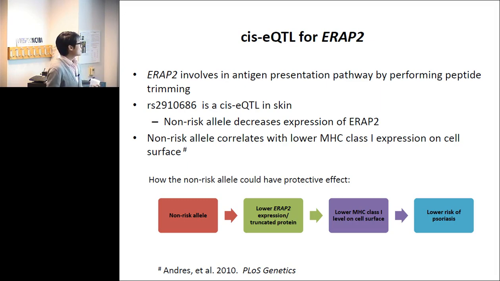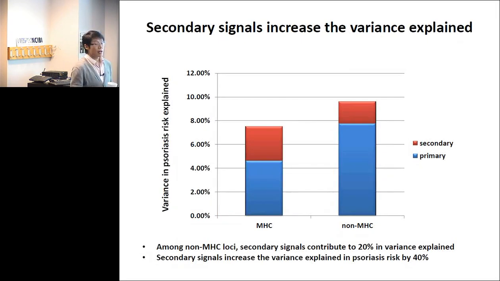So then the next question we want to ask is whether the secondary signals could help to increase the variance explained. Altogether, among all the non-MHC loci, the secondary signals would contribute around 20% in variance explained. And altogether, including MHC, because MHC actually has multiple secondary independent signals for increasing the risk of psoriasis, the secondary signals could help to explain the variance by 40%.